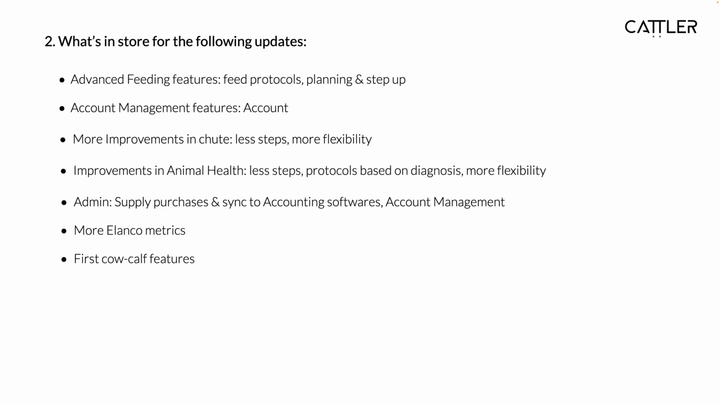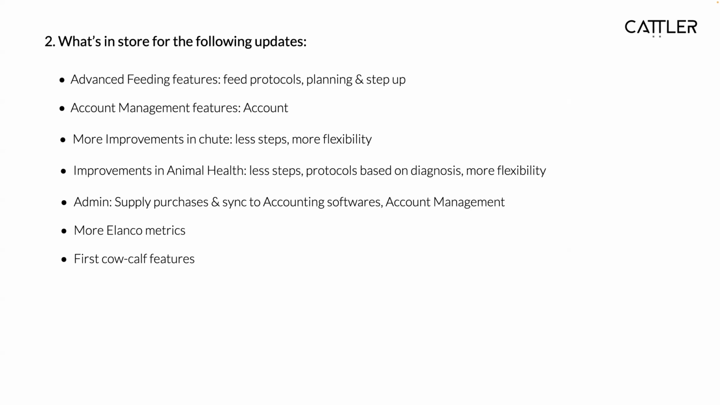Other stuff that we're working on is beginning to connect the supply movements with supply purchases, syncing the purchase part with the accounting software, being able to read the SKUs of the pharma products and also the feed products with the QR code, so that you don't have to put in all the details and they just come up from the web. More Elanco metrics. We have launched some of the metrics, but these are not all the metrics that we receive benchmarks from. So we will put in more.